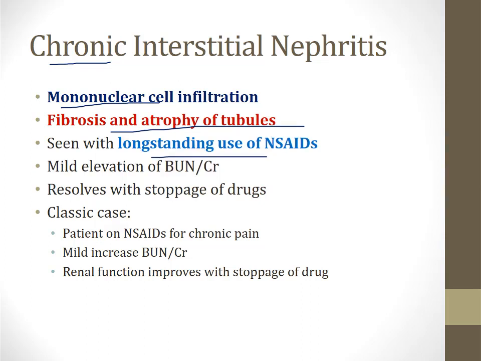There will be a mild elevation of the BUN and creatinine. It will resolve with stopping the drug. So the classic case is a patient on chronic NSAIDs for chronic pain with a mildly elevated BUN and creatinine, and the renal function improves with stoppage of the drug. That patient likely has chronic interstitial nephritis.